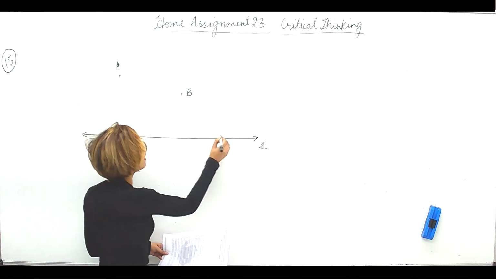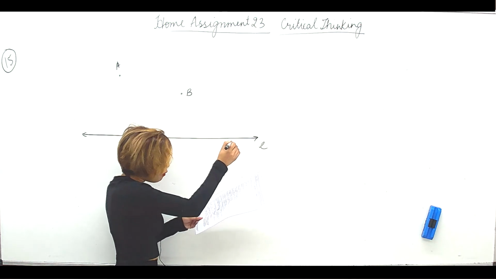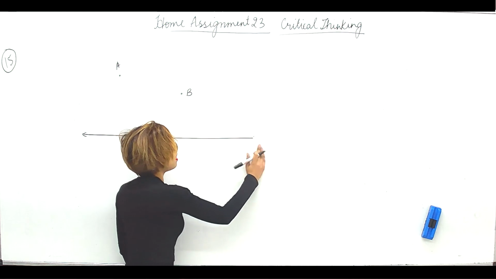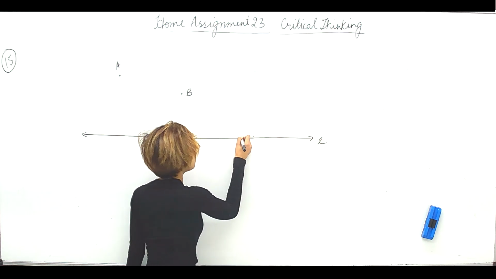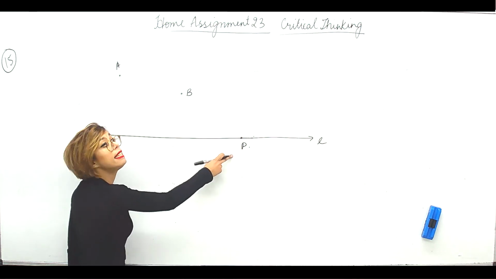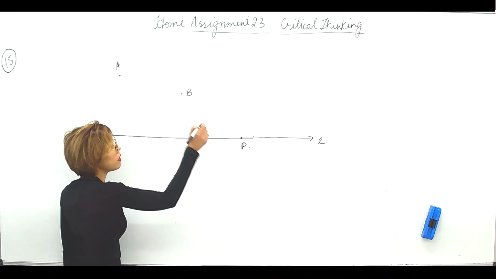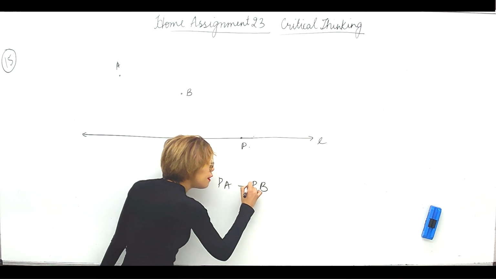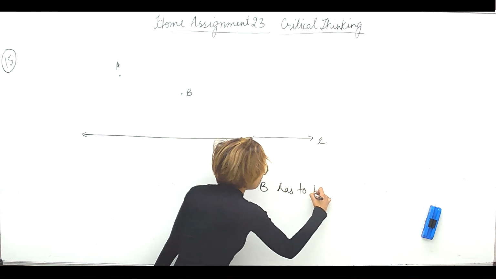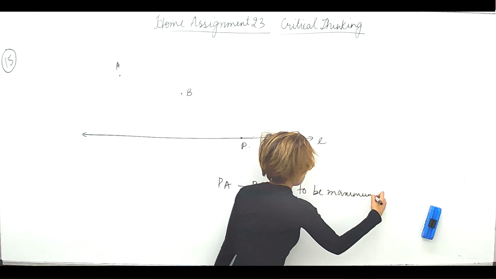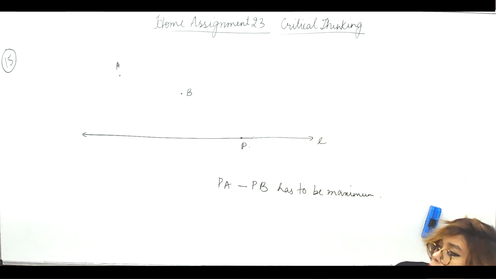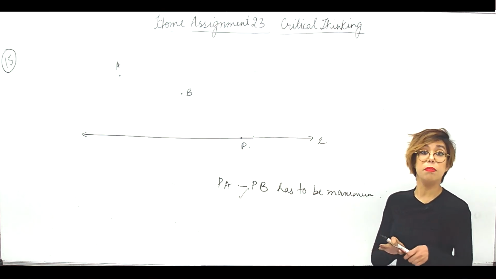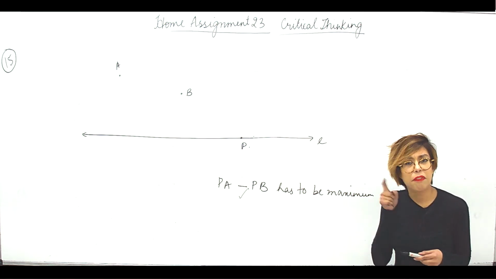Locate a point on line L. So I have to locate a point on this line such that the difference of the distances of point P from A and B is maximum. So suppose I have to locate a point P here on this line such that the difference of the distances of P from A and B, that means PA and PB, is maximum. Now here a difference is coming. Till now we have minimized a sum, right? But now the difference has to be maximum.